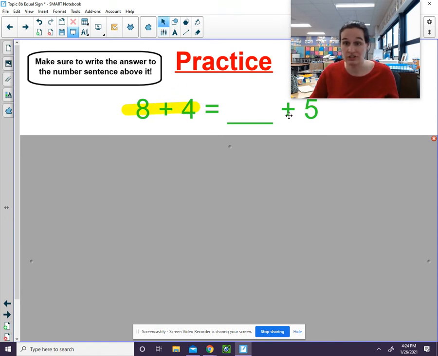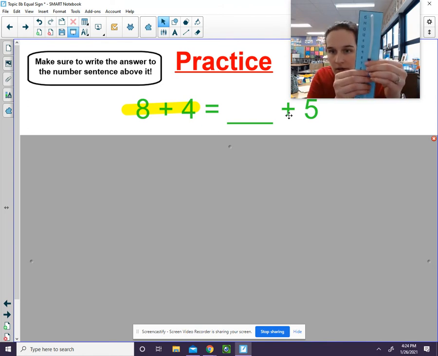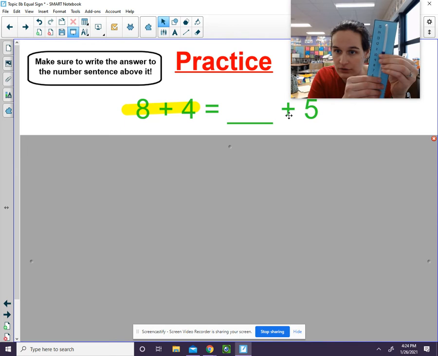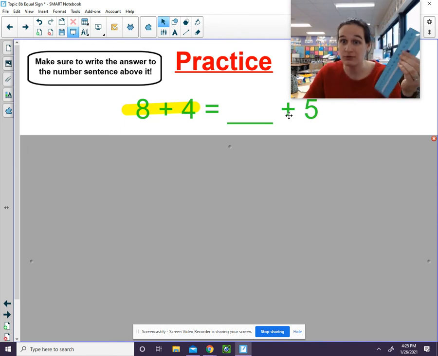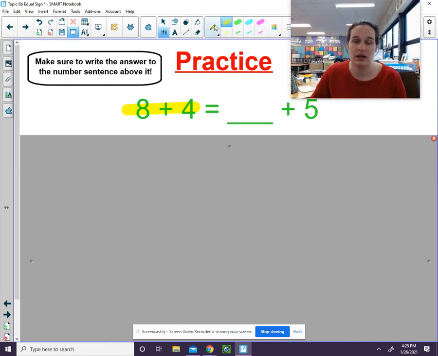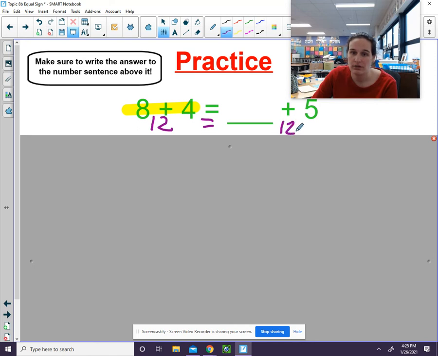If you're not sure, let's use a tool. I'll start at 8 and I'll add 4 more. 1, 2, 3, 4. 8 plus 4 is 12. I will write 12 below. There we go. And now I have to think, well, 12 equals something plus 5. And my number below here has to be 12. So what do I add to 5 to get to 12?